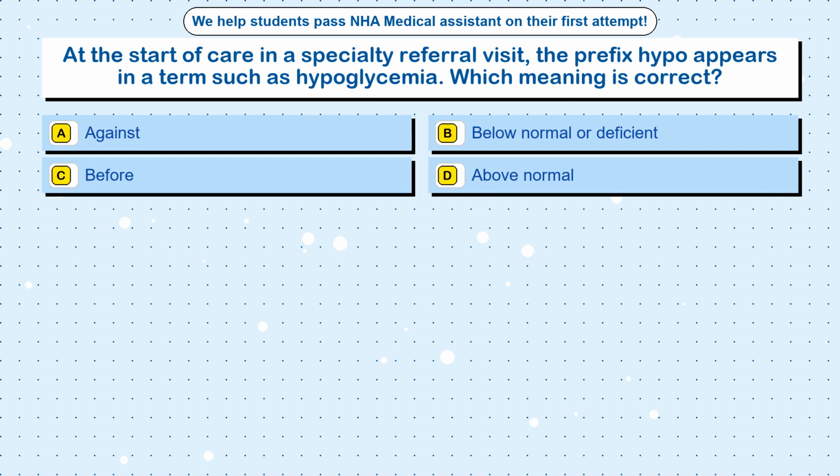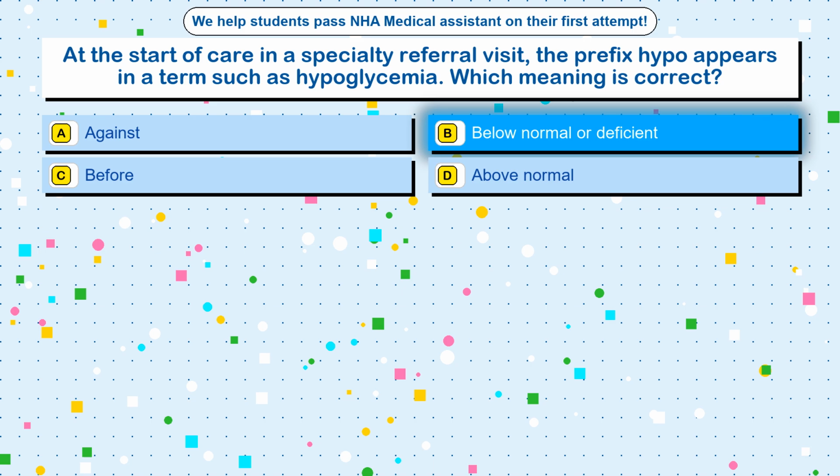Question 74. At the start of care in a specialty referral visit, the prefix hypo appears in a term such as hypoglycemia. Which meaning is correct? Option A. Against. Option B. Below normal or deficient. Option C. Before. Option D. Above normal. The correct answer is option B.